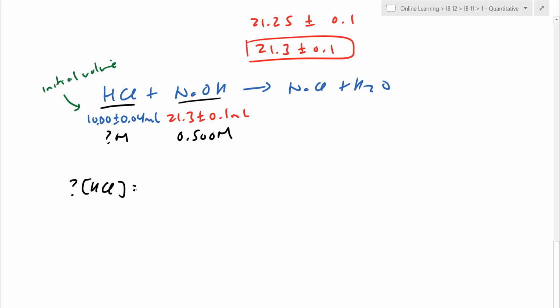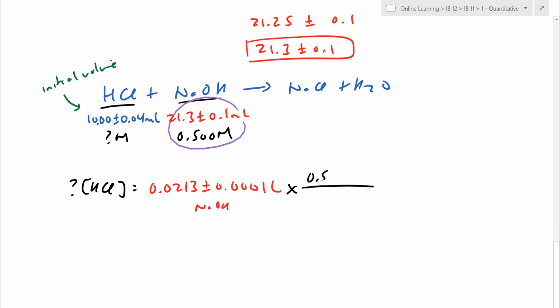I want to find the concentration of HCl. I'm going to start off with the one that I know more information about, which is the NaOH and the 0.5 molar here. I'm going to convert this one to liters, so 0.0213 plus or minus 0.0001. So that is my volume of NaOH. I'm going to use concentration to get it over to moles, so 0.500 moles for a given liter. I'm going to use the mole ratio. Sometimes it is not 1:1, so you have to use a balanced equation. In this case, it is. For every 1 mole of NaOH, there is 1 mole of HCl.